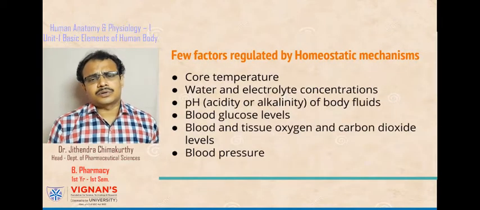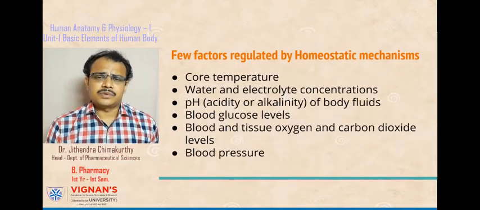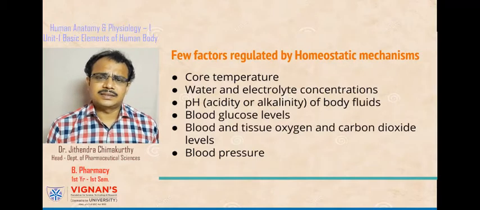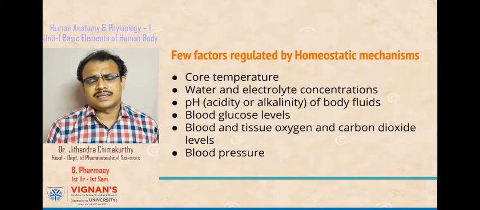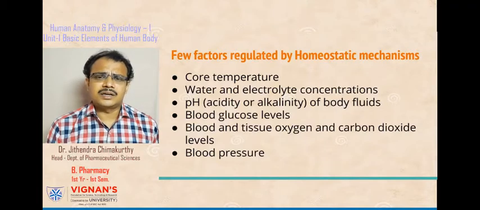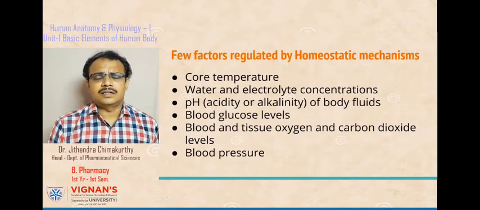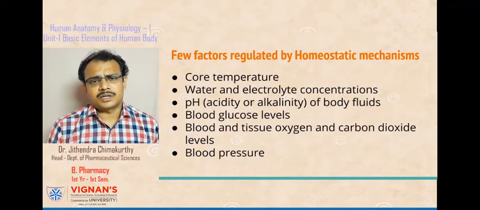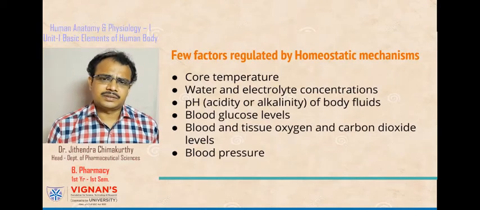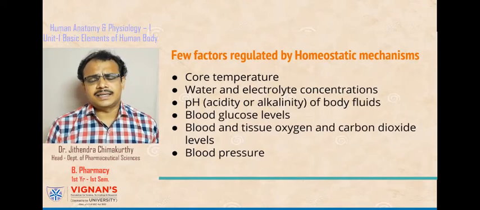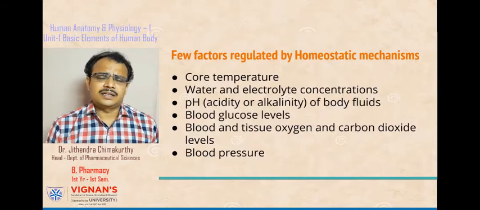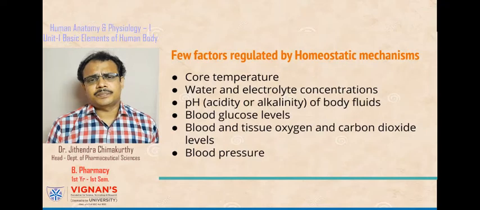So let us see what are the various physiological variables which are to be maintained in a balanced state for the body to function in a very effective manner. They are core body temperature, water and electrolyte balance, pH, that is acidity or alkalinity of tissue fluids or cellular fluids, blood glucose levels, blood levels of oxygen and carbon dioxide, and blood pressure. These are the various physiological variables which are to be maintained in a balanced state within respective limits for the body and the cells to function normally.